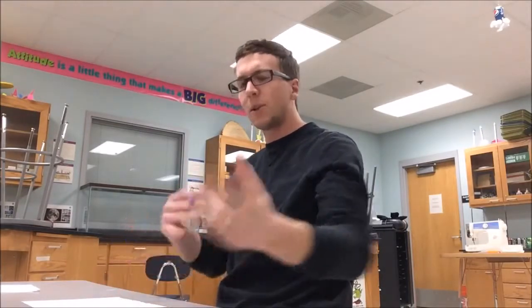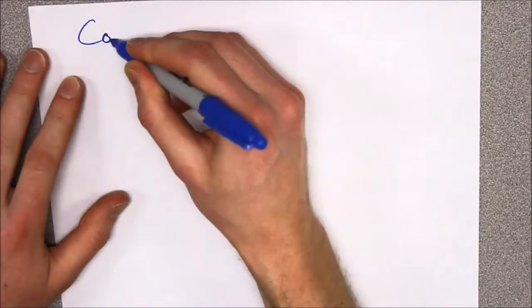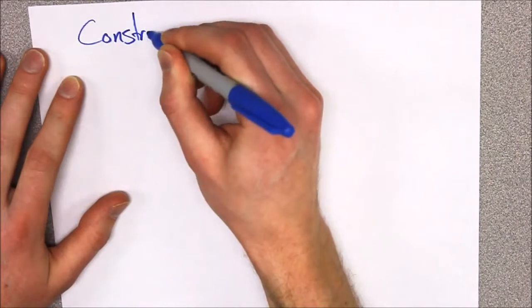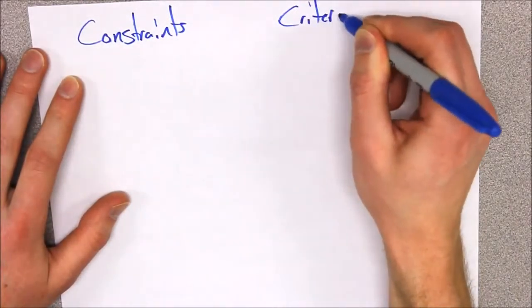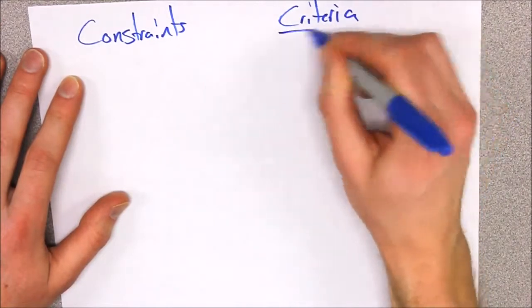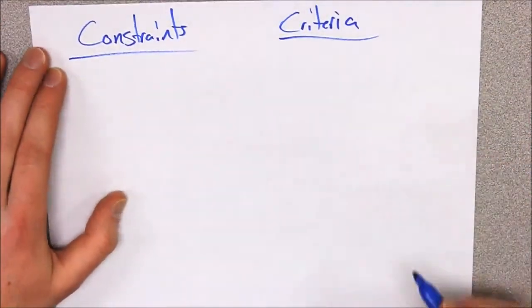We are going to talk about the Toothpick Bridge project that we're doing in 6th grade. Now, there are two things that we're going to concern ourselves with, and those two things are constraints and criteria. Now let's actually talk about criteria first.